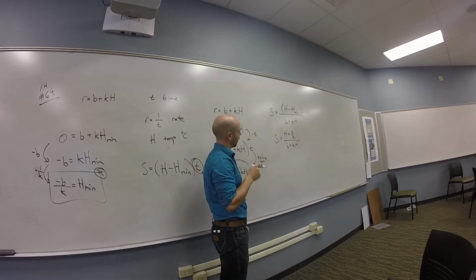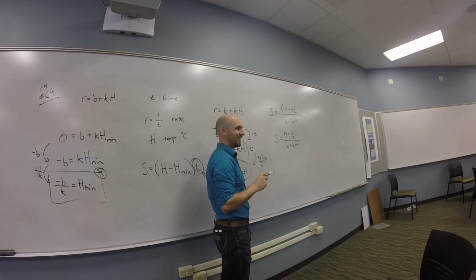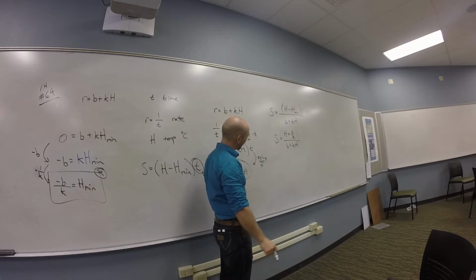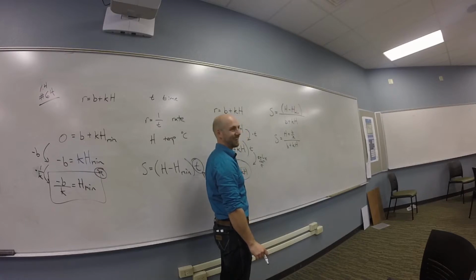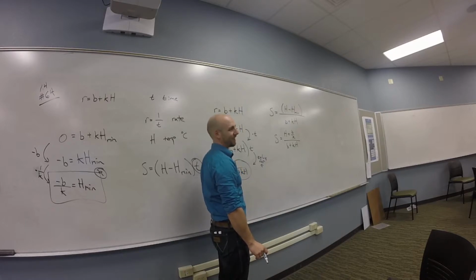Okay. Now, don't cancel the H's. But I want to cancel the H's. Don't do it. I really want to though. Just don't cancel anything. You can't cancel anything, not yet. What do you need to do? Multiply both sides by b plus kh.